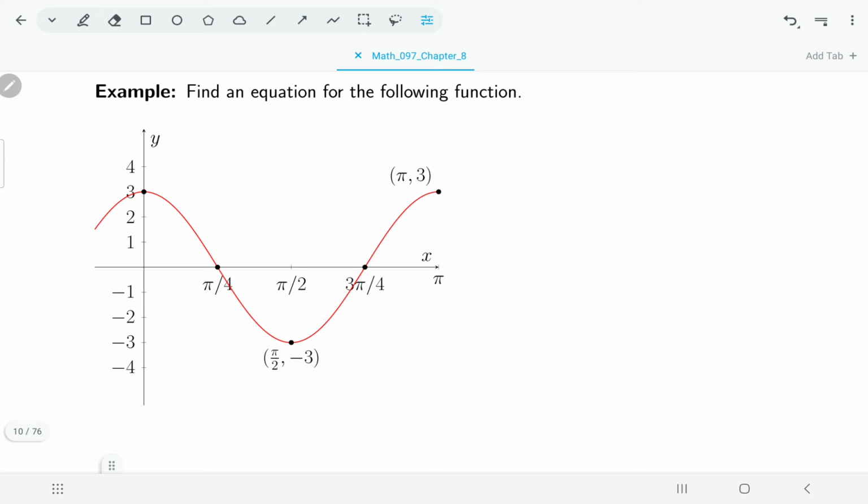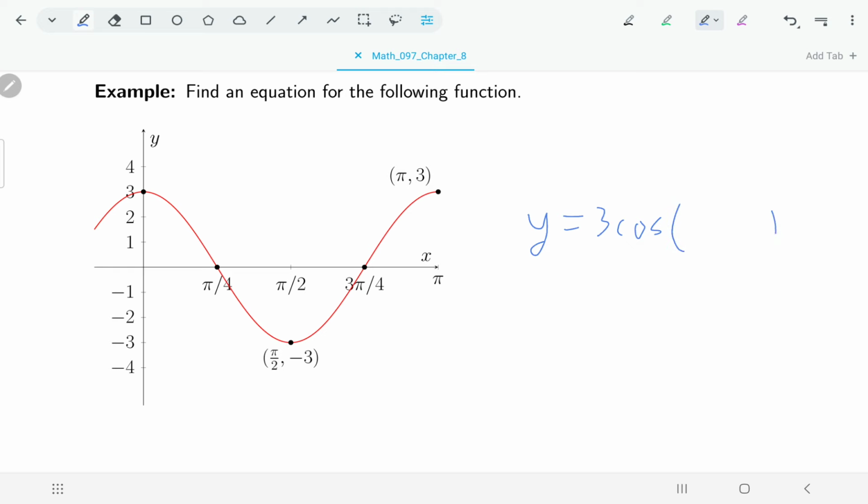I'll imagine it as a cosine graph that's been stretched. So instead of starting at 1 and then going down to -1 and back up to 1, it's starting at 3, then going down to -3, then going back up to 3. So I would say that this is 3 times a cosine function, because I've taken my original cosine function and all the y values we can see have been multiplied by 3.